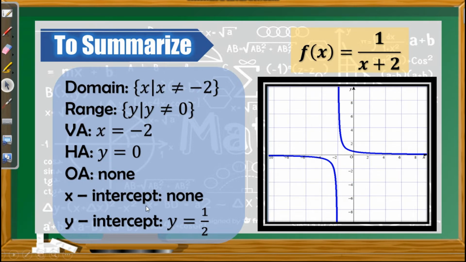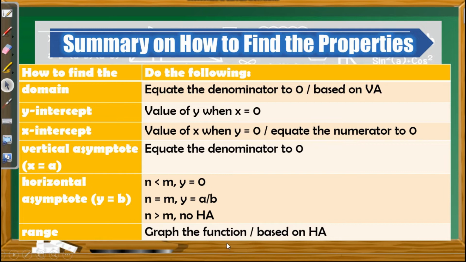And as for the x-intercept, doing it using the graph, the two graphs did not pass through any point on the x-axis, therefore it is none. And doing it algebraically, let y be 0. As for the y-intercept, looking at the graphs, this graph passed through the y-axis at this point, which is 1/2. And doing it algebraically, let x be 0. To show you the summary of the properties, here are the following steps that you need to take note of.